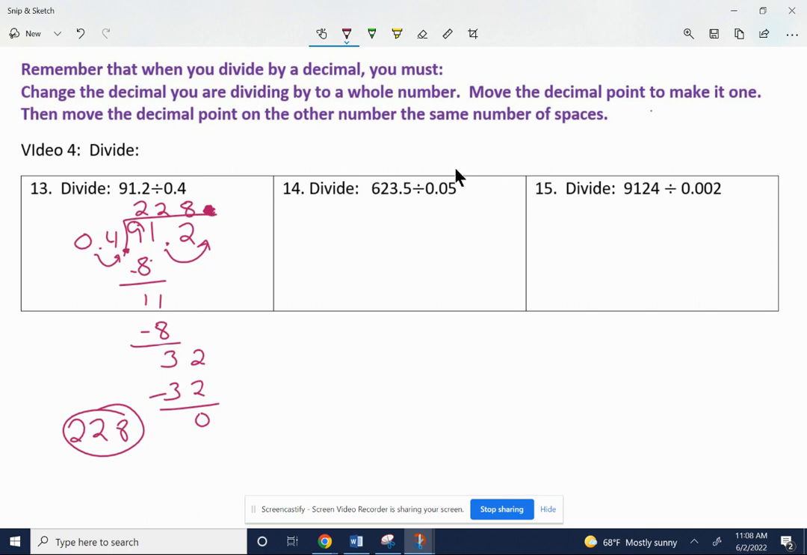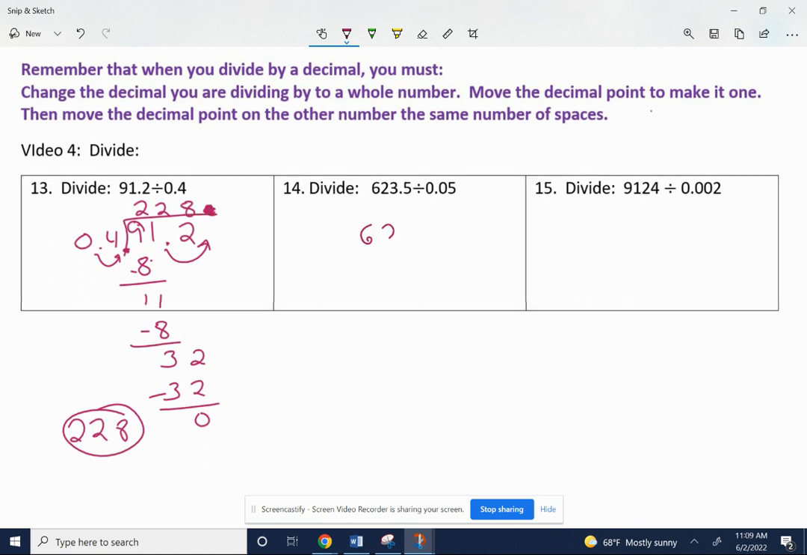I think what's going to mess you guys up the most is just remembering that the number out front, you got to make into a whole number. The number that you're dividing by, make it a whole number by moving the decimal one space. And then I have to move the other decimal point the same number of spaces, over one space. And then divide normally. Try the next two problems after you pause the video, and then unpause the video and check.